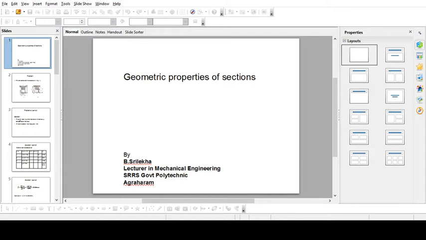So this is how we will get it. The centroid is simply 0, 29.96 mm. Next problem: determine the centroid of the following area.